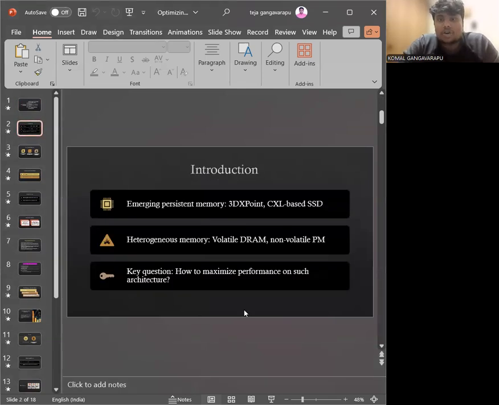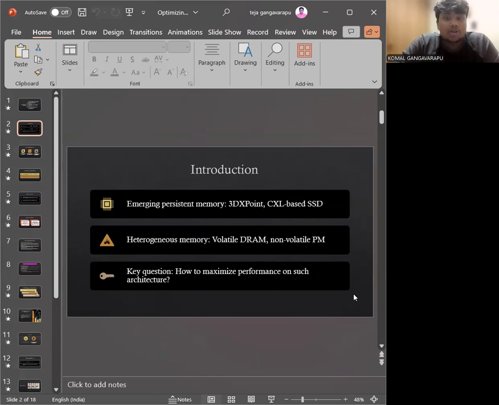The main focus of the talk, which is optimizing file system on heterogeneous memory architectures, is introduced on the slide. It starts off by outlining the newest advancements in persistent memory, calling particular attention to 3D XPoint and CXL-based SSDs. These technologies offer non-volatile memory with the possibility of high speed data access and retention even when power is lost, and constitute a significant advancement in memory storage.